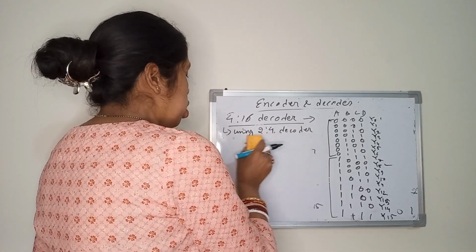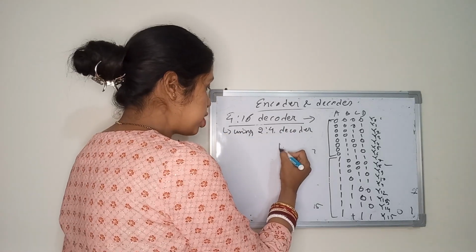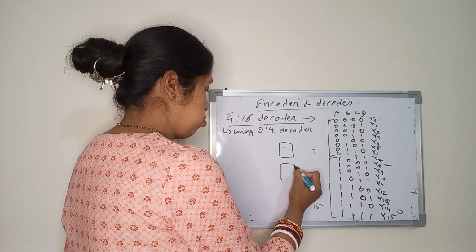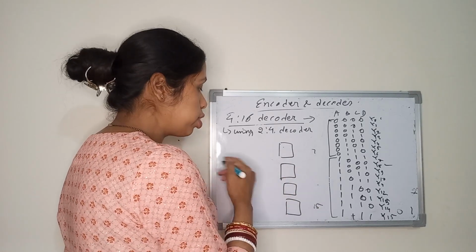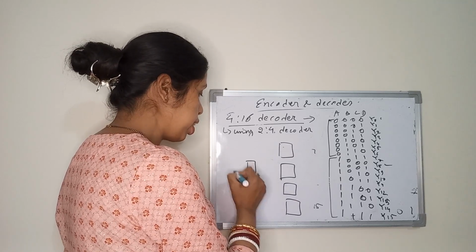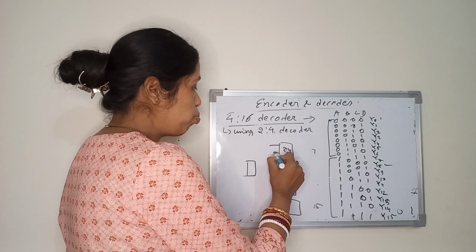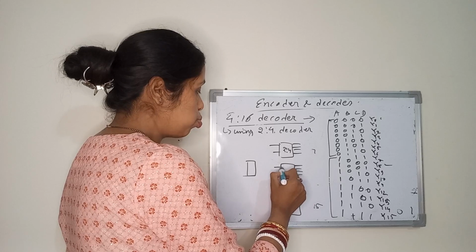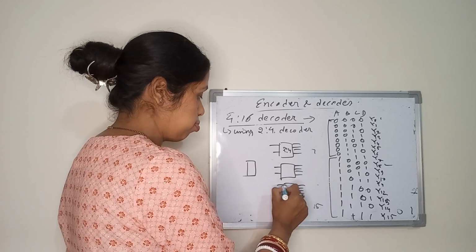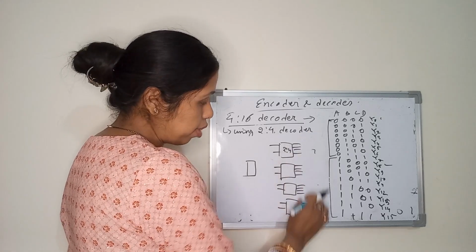Okay. So first I got 4, so I am placing 4 here. Next I got 1, so I am placing 1 here. These are all 2:4 decoders. So by default I can put a total of 4 output lines and 2 input lines. Okay, so these are my final outputs, right?